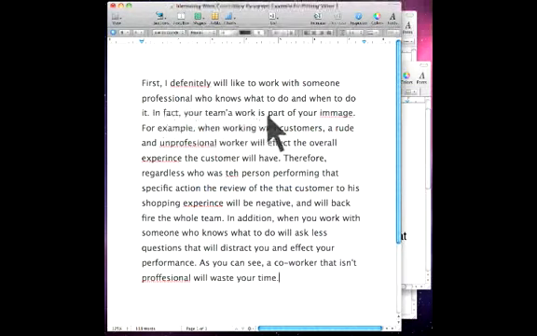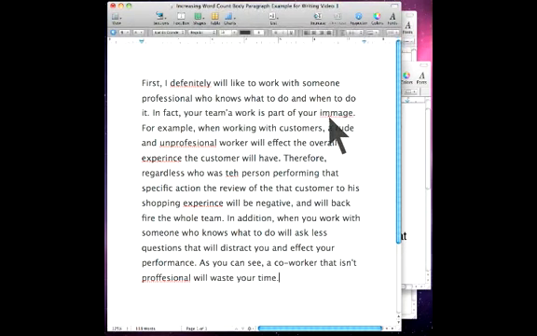In fact, your team's work is part of your image. Okay, so that's not really telling me the connection between professionalism and why that's important in a coworker. You can maybe connect that a little bit more, because you can say your image is important, and if your coworker is not professional, then they will not do well to help you improve your image. So we want that connection. Reference the idea: how is professionalism actually something that you want in a coworker? Through image. So you want to repeat those ideas a little bit.